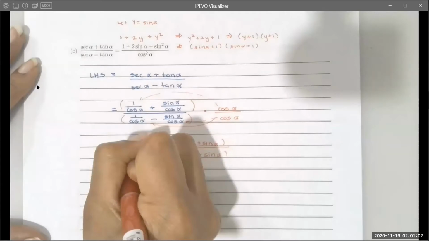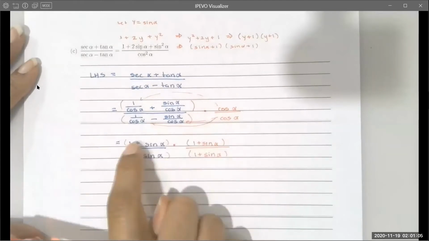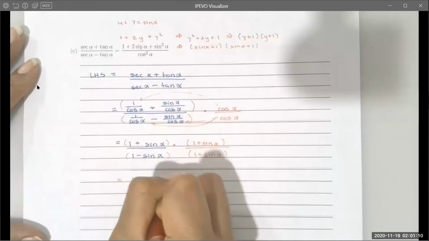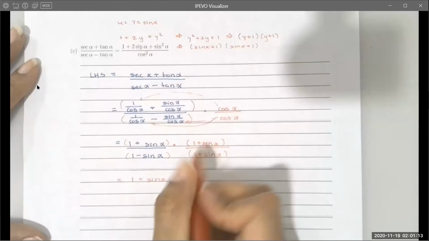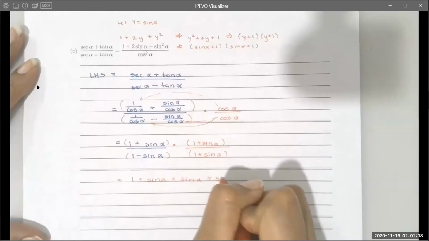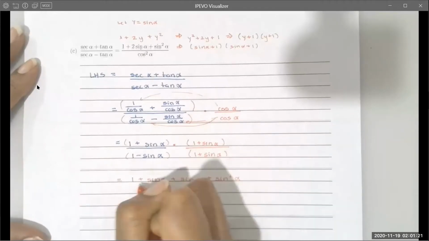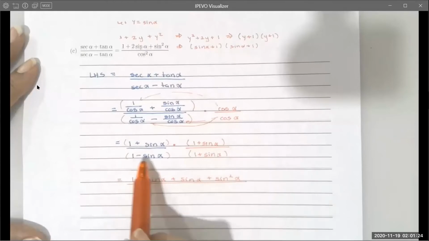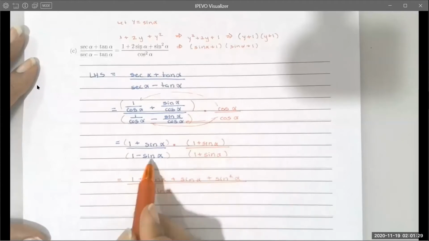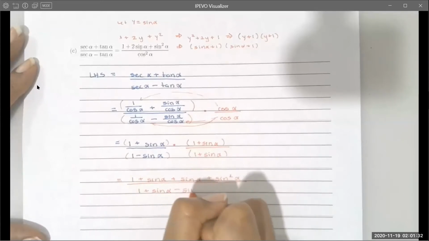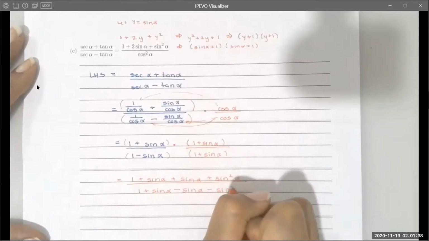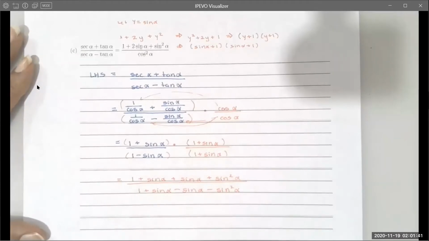So what happens when we do that? Well, that means that we're going to have to distribute. 1 times 1 will give me 1. 1 times sine alpha will give us 1 sine alpha. Sine alpha times 1 will give us sine alpha. And then sine alpha times sine alpha will give us a sine squared alpha. In the denominator, we have 1 times 1, which is 1. 1 times sine alpha, which is sine alpha. Negative sine alpha times 1, that's negative sine alpha. Negative sine alpha times sine alpha, that'll give us negative sine squared alpha.